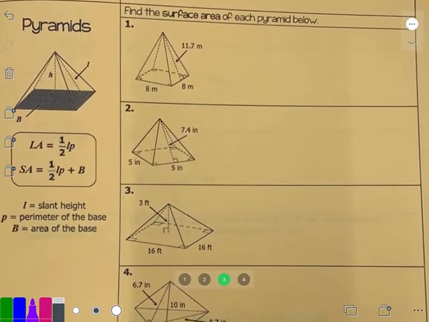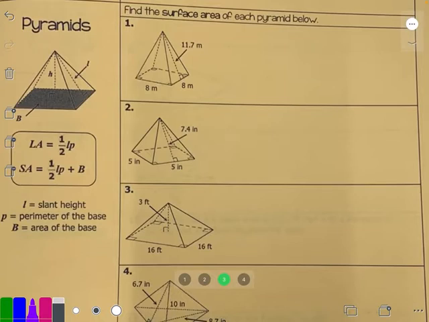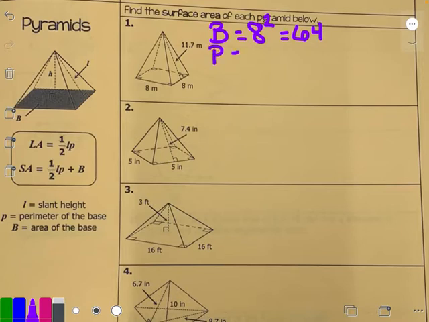So for example, in number 1, I'm seeing that I have an 8 by 8 base. Even though it looks like a rectangle, it is a square. So the area of my base is the area formula for a square, which is side squared. So base is 8 squared, which is 64. The perimeter of the base, again, since it's a square, it's just 4 times 8, which is, I'm just making sure, yep, which is 32. Making sure we're using the right numbers here.